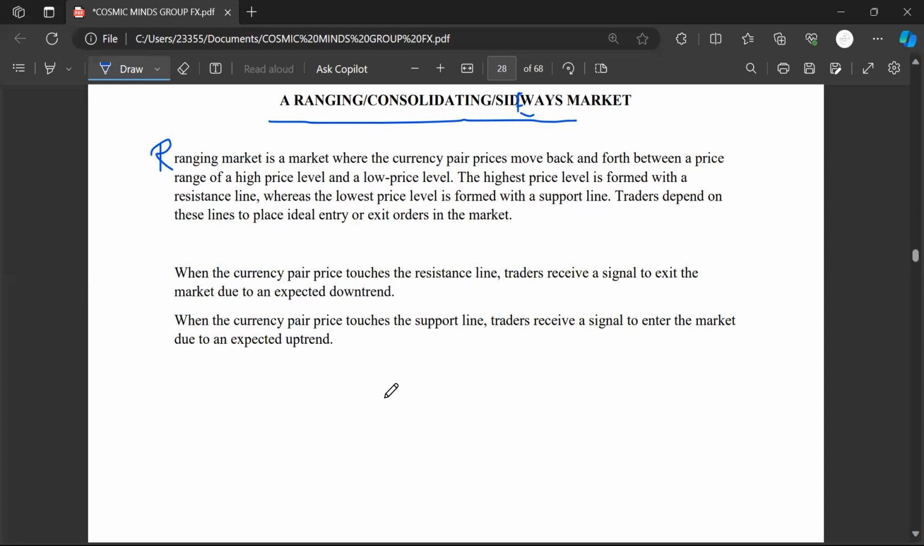When the currency pair price touches the resistance level, traders receive a signal to exit the market due to an expected downtrend.